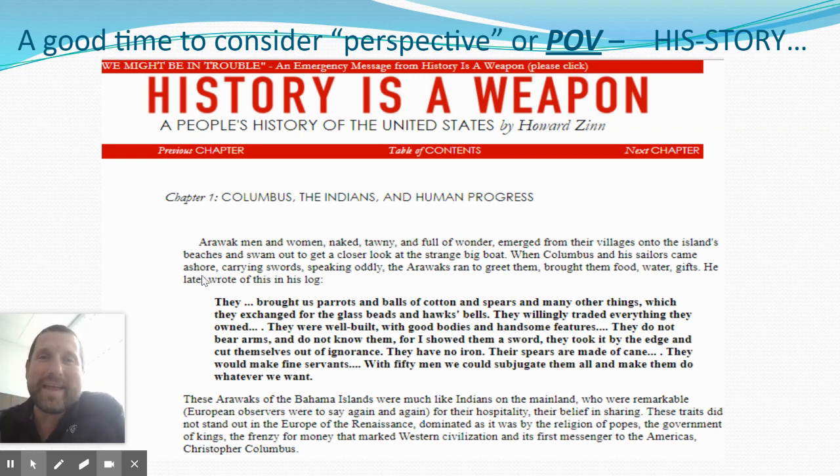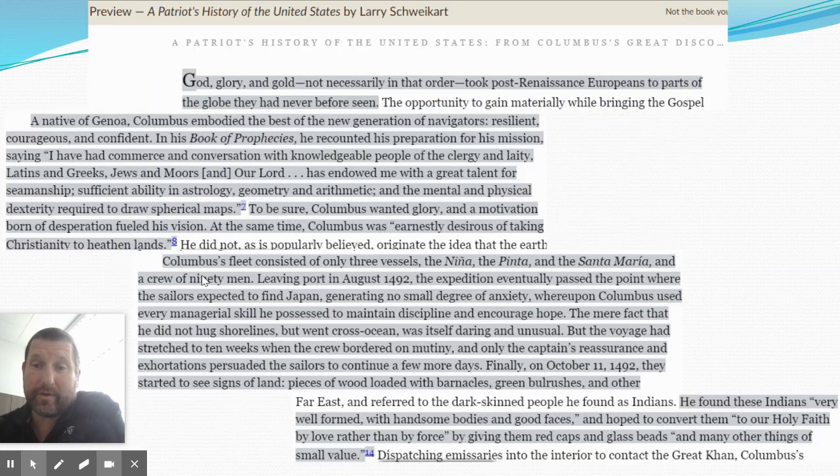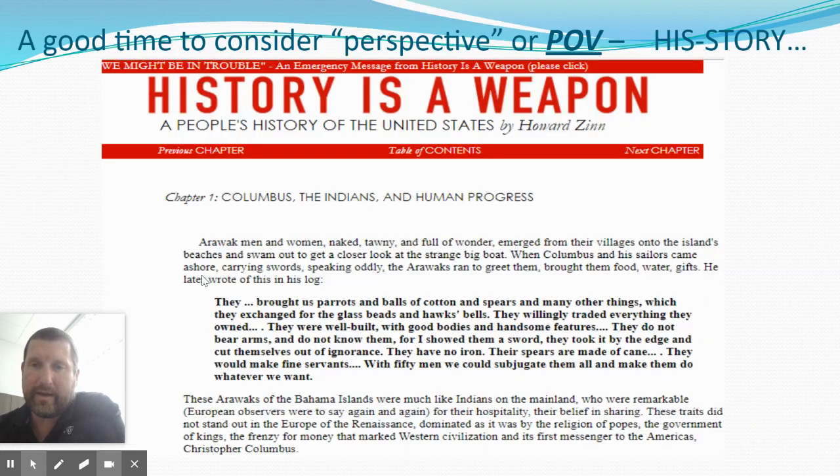We have the same incident described here, radically different take. Zinn, however, provides a direct quote from Columbus, whereas Schweikert was saying, he gives them red caps and glass spirits and many other small things, things of small value. And Columbus himself describes it really as a trade here and ends his explanation with, we can make these people our slaves. Okay.